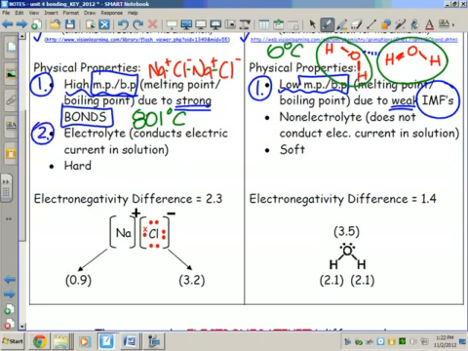The second physical property is that ionic substances are electrolytes, which means they conduct electric current when they're in solution. So it conducts electric current in solution. When you dissolve sodium chloride in water, it will actually make the light bulb turn on in the little demo that we're going to do this week. So when a substance dissolves in water, which means it becomes aqueous, if it conducts electricity, it's called an electrolyte.